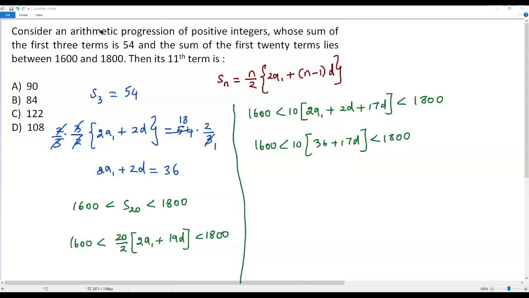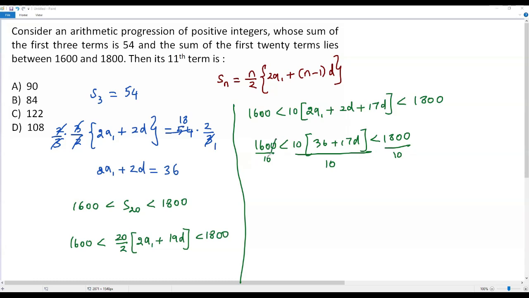Since all three terms of this inequality are multiples of 10, we can divide all three terms by 10 to make the numbers smaller. If the numbers become smaller, it will be easier for us to do the calculation. Let me divide this one by 10, the middle term by 10, and this one by 10.